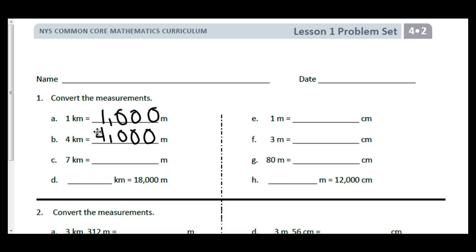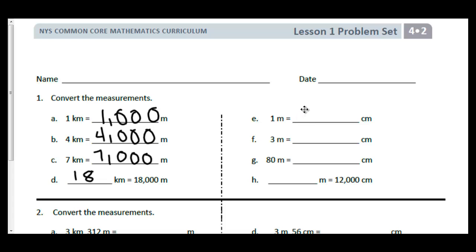See if you can do C by yourself. I bet you can. Say 7,000 meters. Okay, now we're going to go backwards. If I have 18,000 meters, how many kilometers would that be? 18, right?